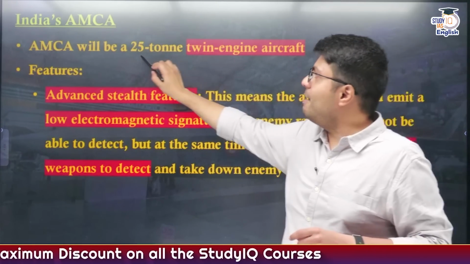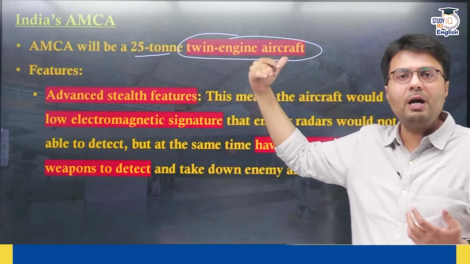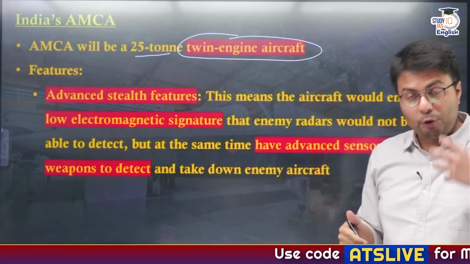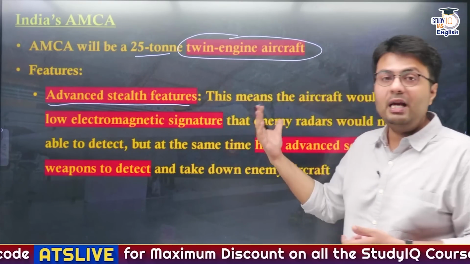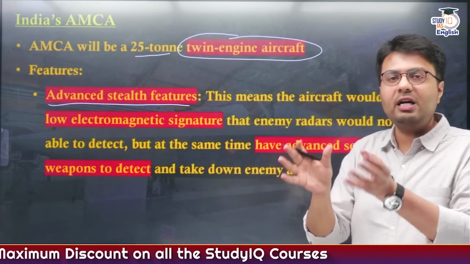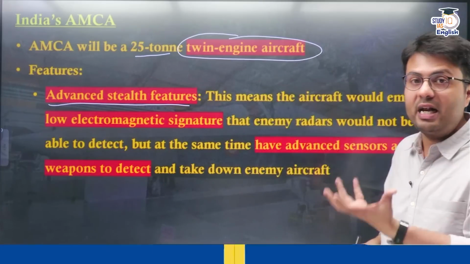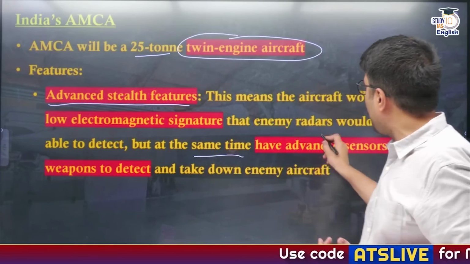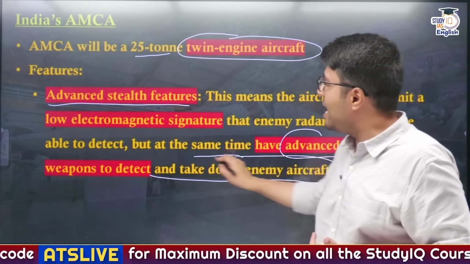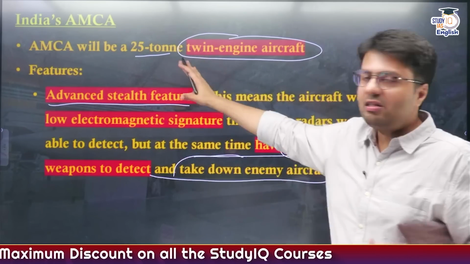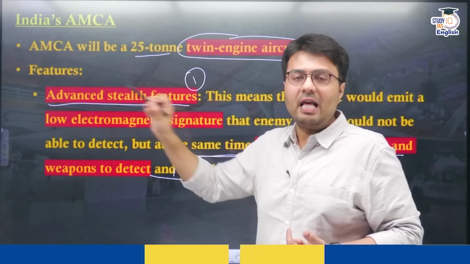Now let us understand what will be the expected features of AMCA, right? It is expected that AMCA will be a 25-ton category aircraft, powered by two engines, which is why it will be a twin engine aircraft. Now the most important feature of AMCA is that it will employ advanced stealth features, which means its radar or electronic signature will be so low that enemy radars and enemy aircraft won't be able to identify or detect it, right? At the same time, it will also have advanced sensors and weaponry which will make it able to take down enemy aircraft.